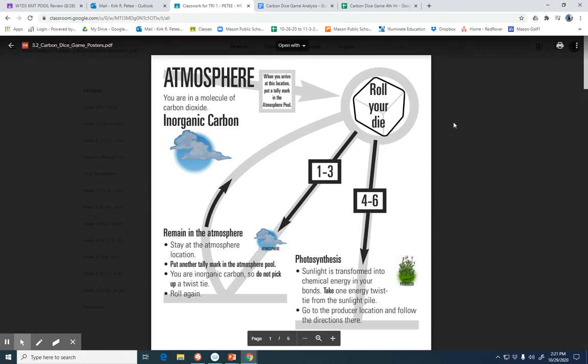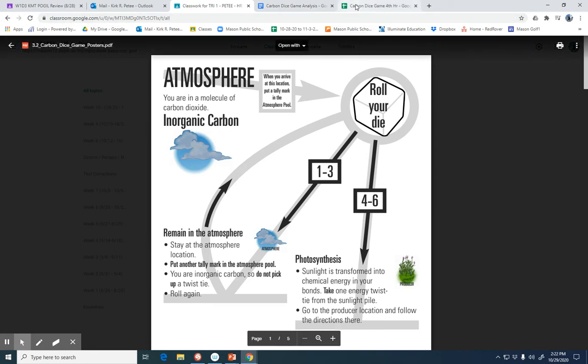The carbon dice game has several posters here, and we play this. Every student was asked to have their own dice. They either used their telephone or they actually used an actual dice. So when they started, everyone started in the atmosphere.